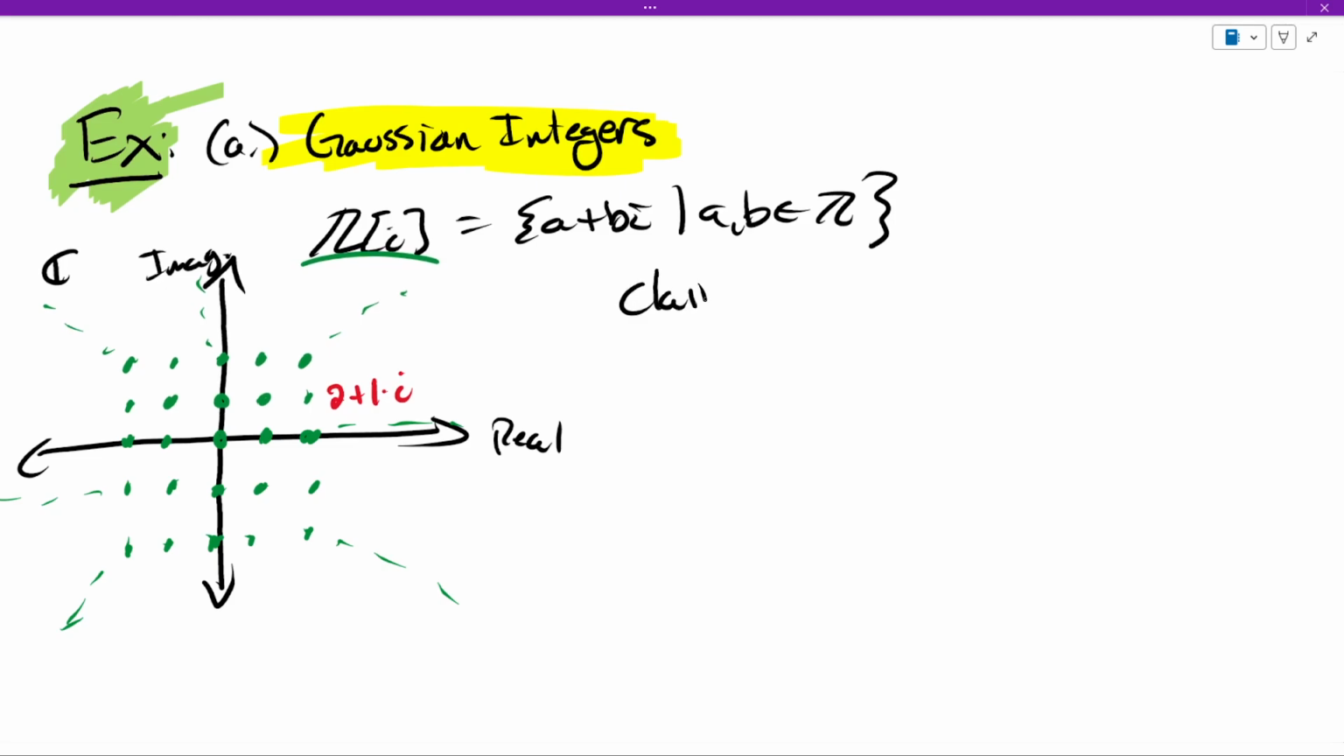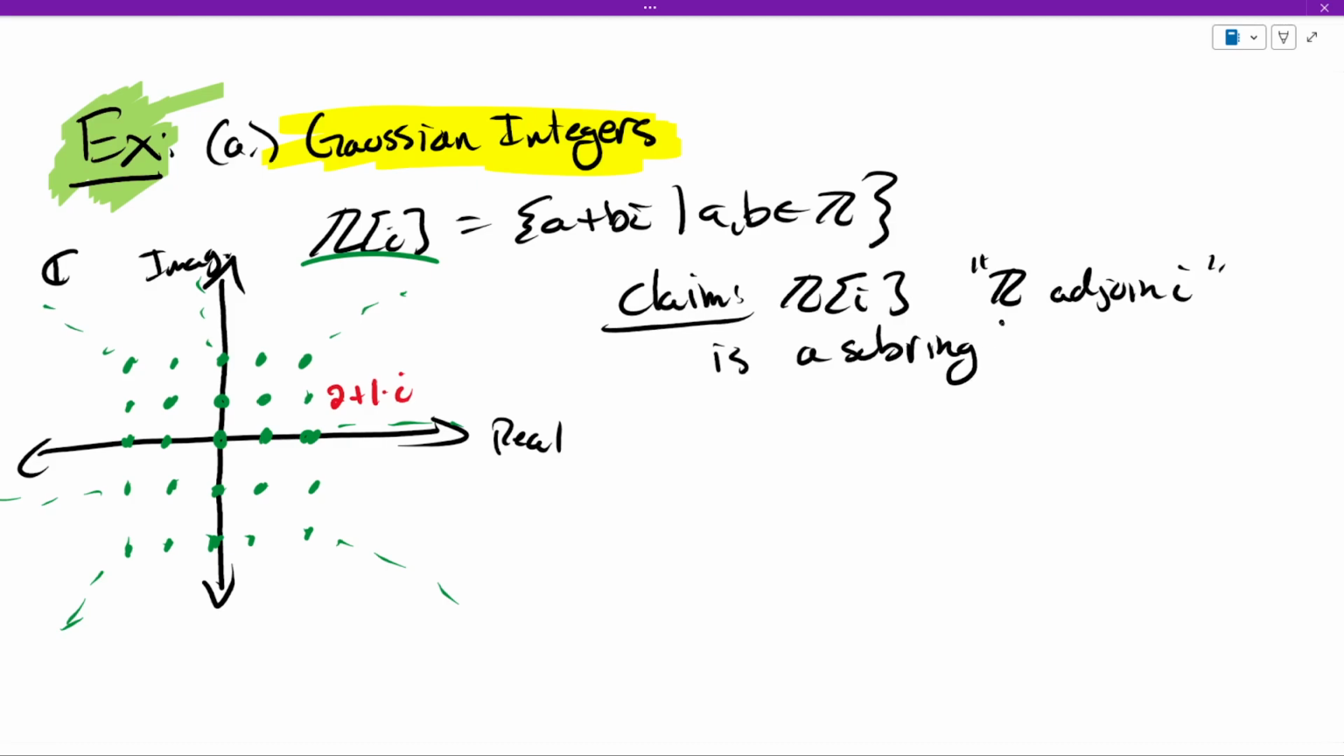The claim is Z adjoin i. This is how you pronounce it. Z adjoin i, and we'll come back to adjoining things to sets later on in the course. The claim is this is a subring, but not a subfield of C. C, of course, is a field. All fields are rings, so we can apply the subring test, and we'll see that this actually is going to fail the subfield test. So, proof.